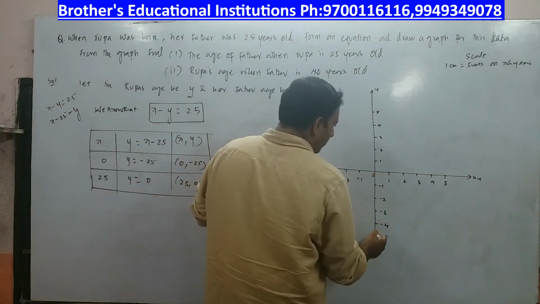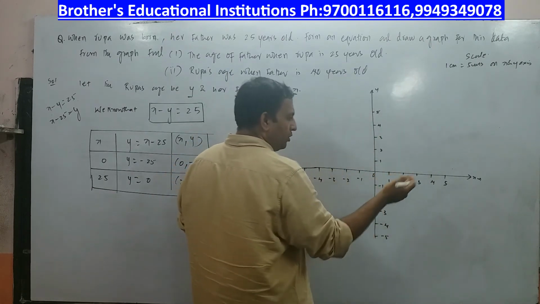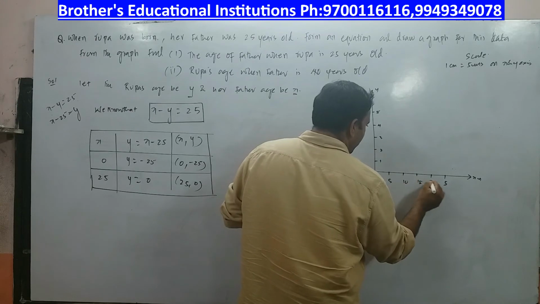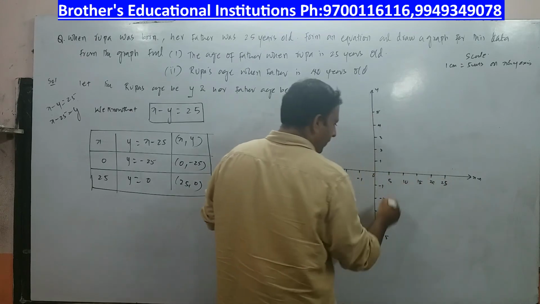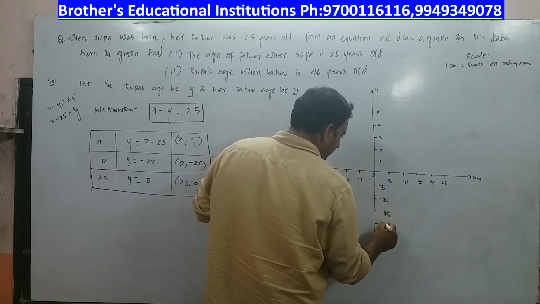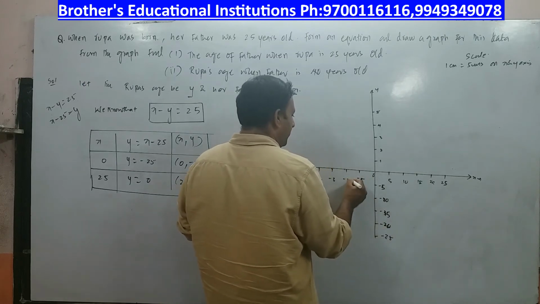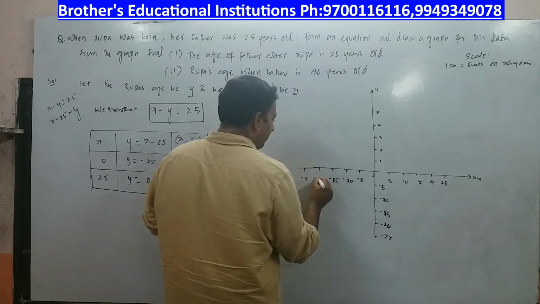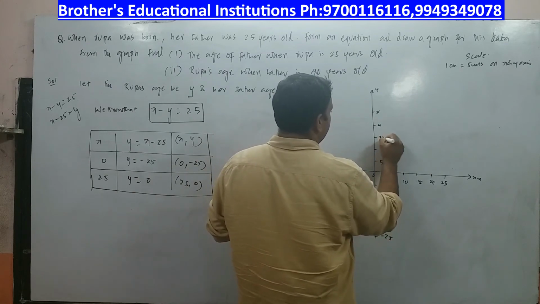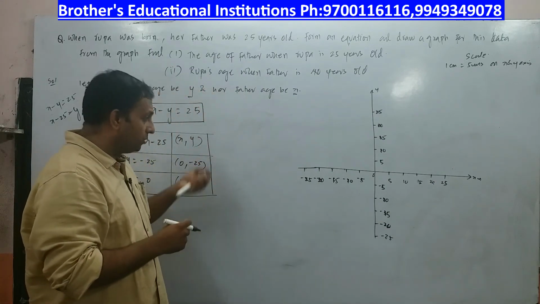When x is equal to 0, y value is minus 25. We are taking units as 5 units, so this cannot be written as 1, 2, 3, 4, 5. You must rather write this as 5, 10, 15, 20, 25. Here also it is minus 5, minus 10, minus 15, minus 20, and this is minus 25. Similarly, on the other axis it is 5, 10, 15, 20, and 25. Make sure that whatever units you take, you mark the things properly.